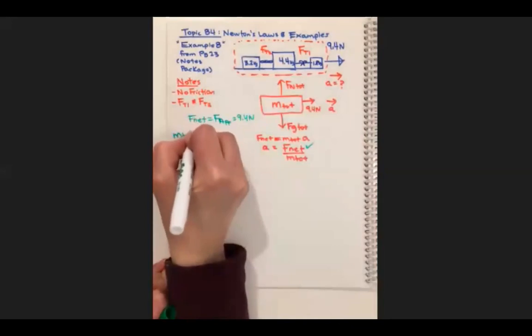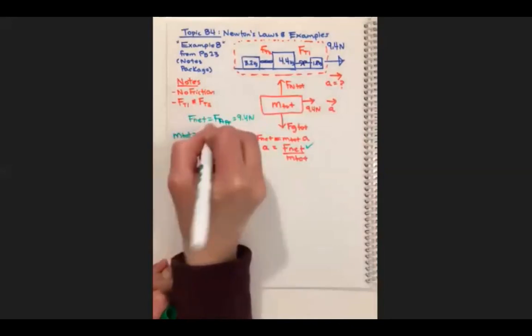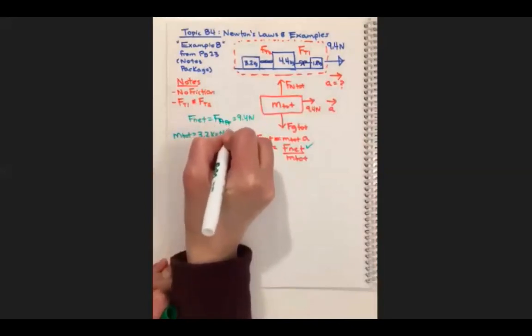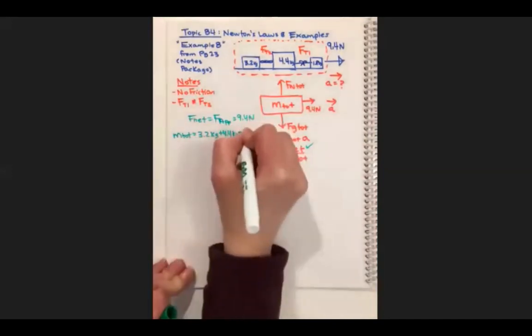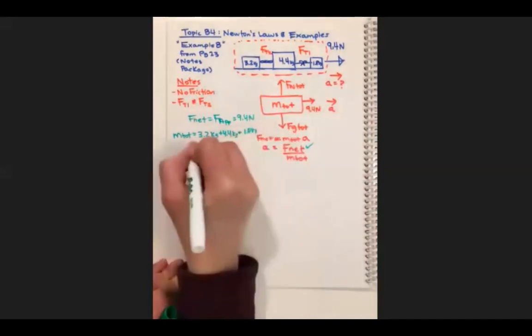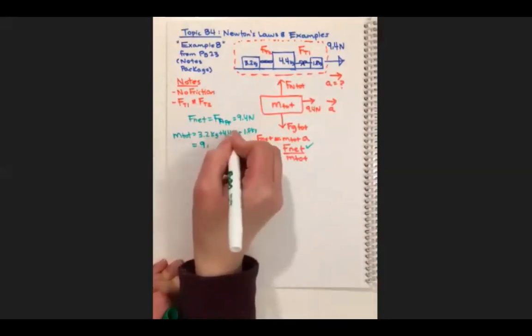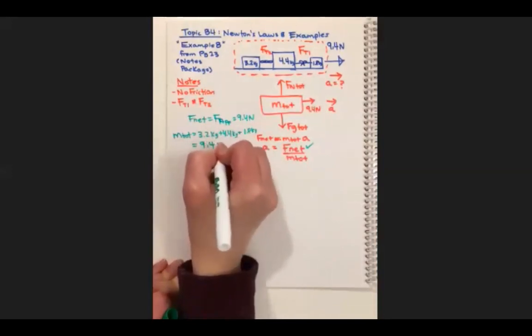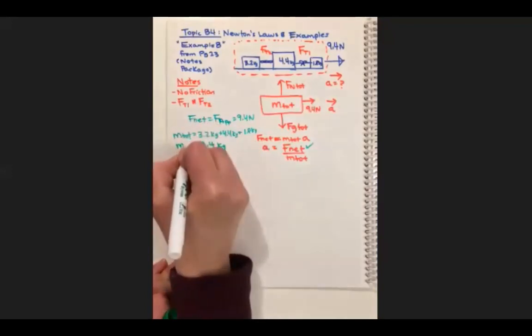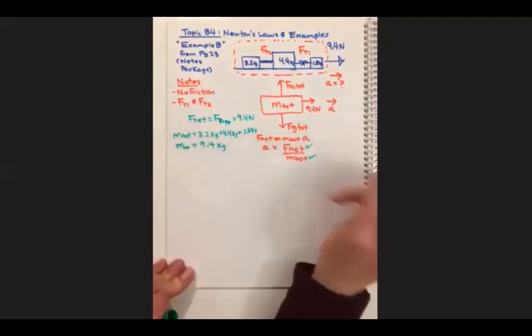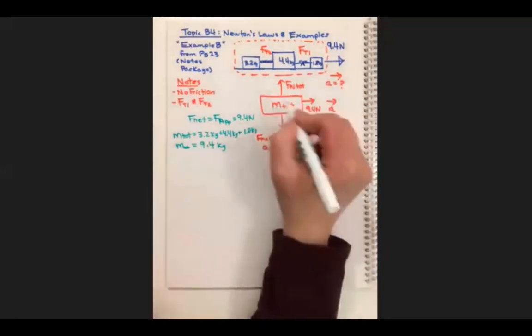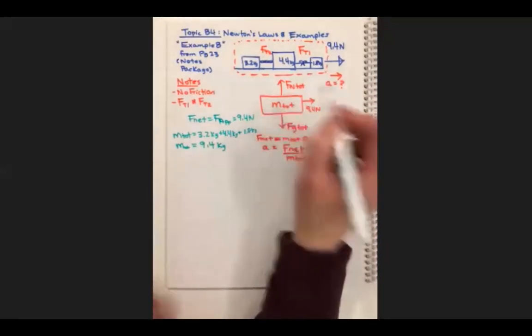It's as simple as adding up the masses. 3.2 kilograms plus 4.4 kilograms plus 1.8 kilograms gives us 9.4 kilograms, M total. So we have mass total and we have F net, if we were talking about the net force of the three objects combined.